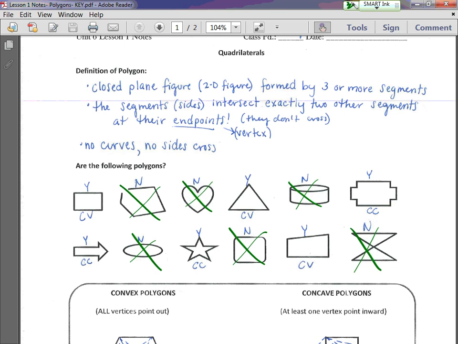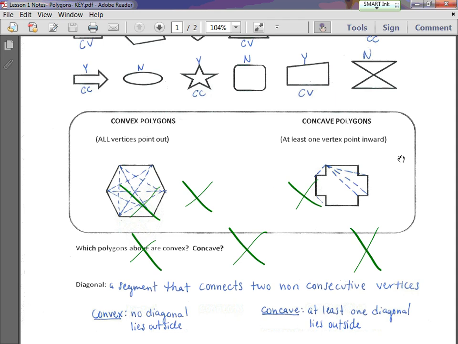Questions on that? Okay. And then you wrote about convex versus concave. So again, convex, all of our diagonals stay inside the polygon. All vertices point out. Concave, again, focus on that word cave there. At least one vertex points inward. If I were to draw all of my diagonals, at least one goes outside of my polygon. So here I just drew a few of my diagonals, but I can see that these are going to go outside of my polygon.